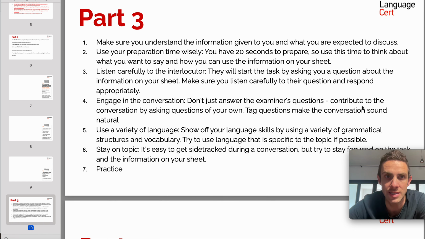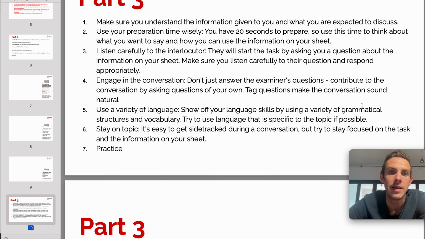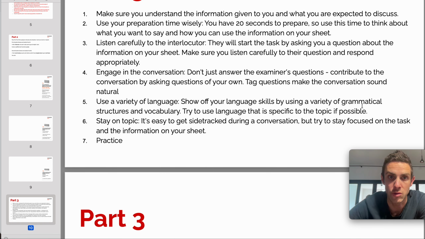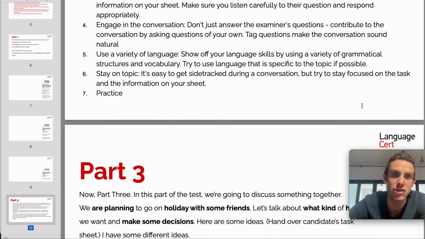In those 20 seconds, you need to think about what you want to say and how you can use the information that the interlocutor gives you on the sheet. Again, like I said in the previous part, try not to use the vocabulary that they give you on the sheet. Try to rephrase as much as possible because this then extends your vocabulary points in the exam. All right. Listen carefully to the instructions when the interlocutor gives them to you. And then engage in the conversation.